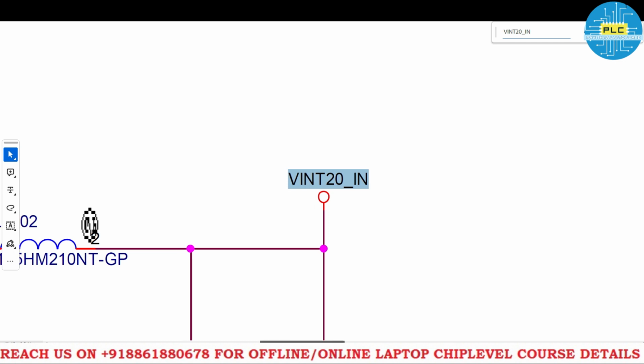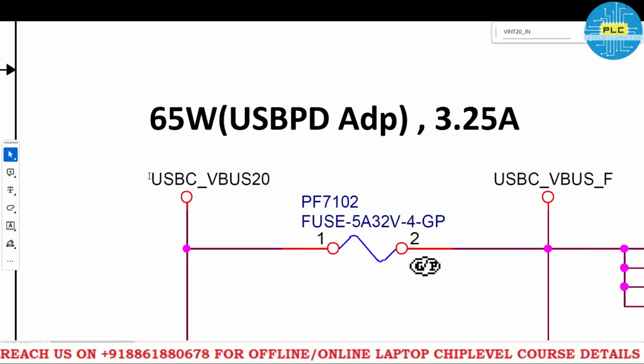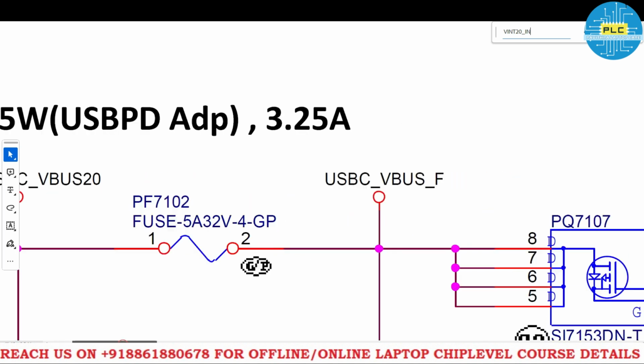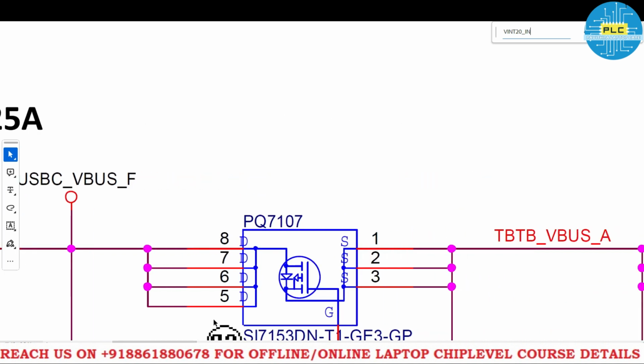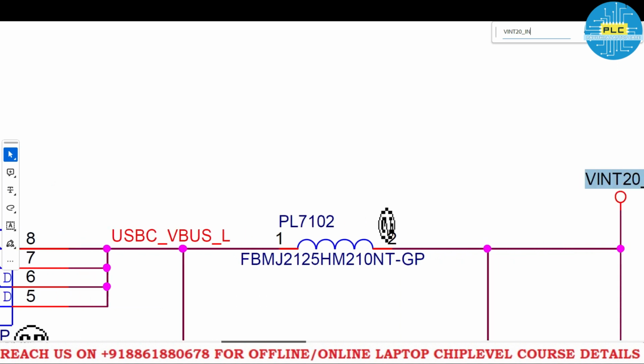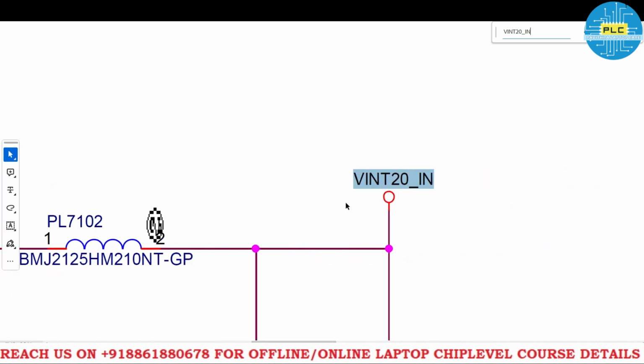See, this one is also the same thing, the USB underscore VBUS we got, right? So in case the USB type C is connected, this voltage will come through this fuse, and again it's a P channel, two MOSFETs. After crossing this, after this coil, it will become VIN T20_IN. It means there are two common voltages, one from Thunderbolt type C and the other from USB type C.